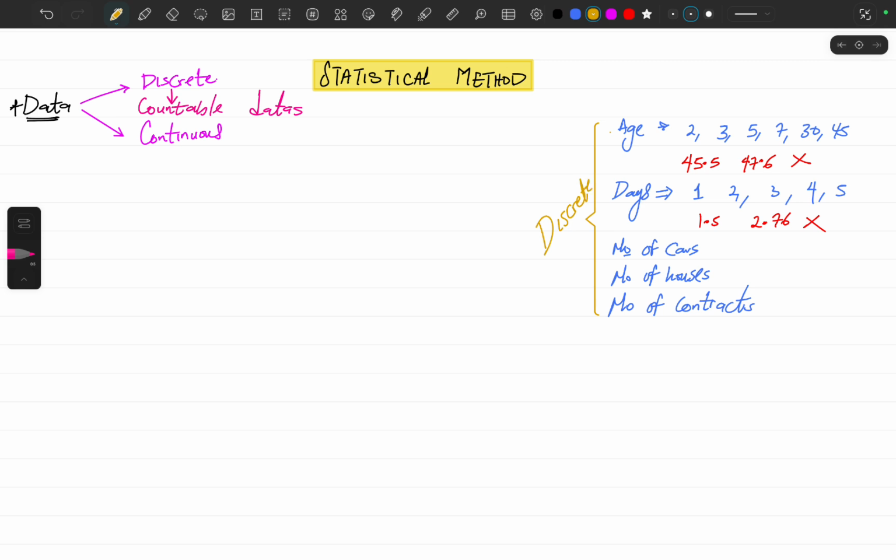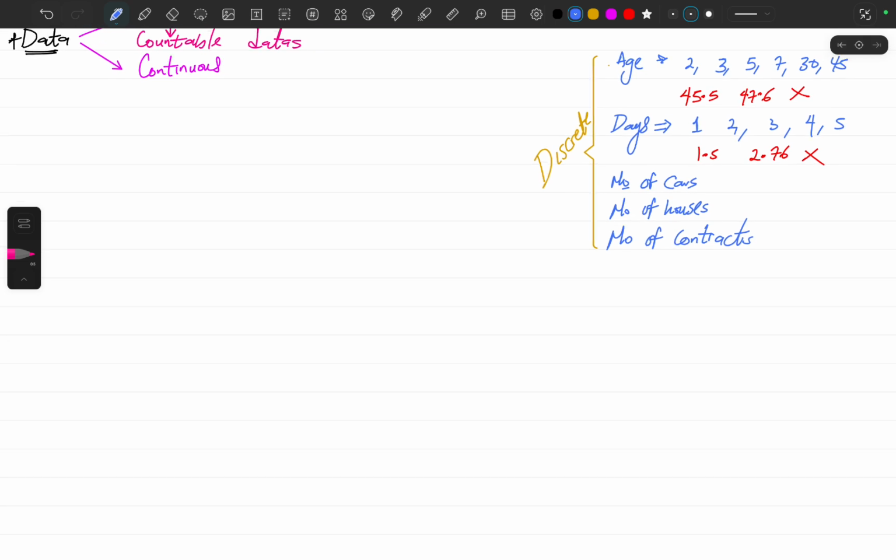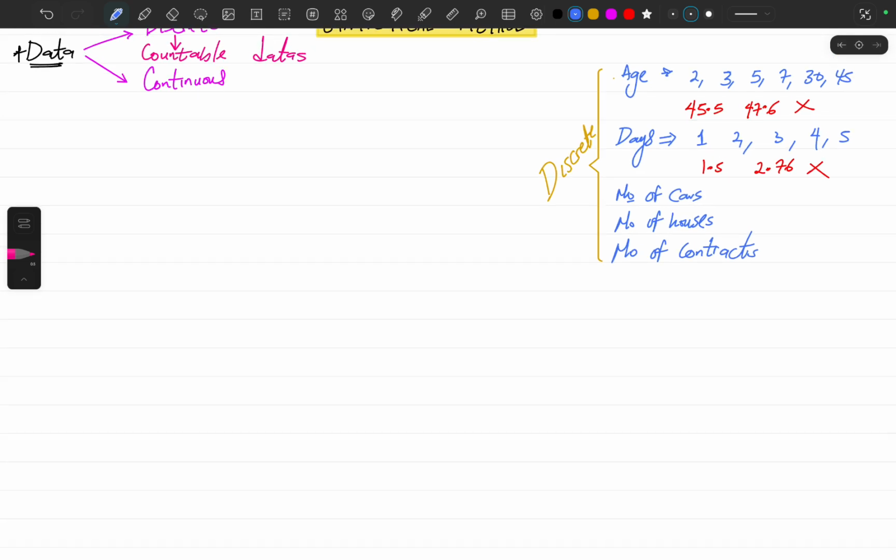If all of these are discrete, what do you think continuous data will be? Continuous data are definitely the opposite of discrete data, right? They are definitely the opposite. So what we say continuous data, you're talking about data like this. I'll give you an example very quickly here. Let's say the weight of a person.